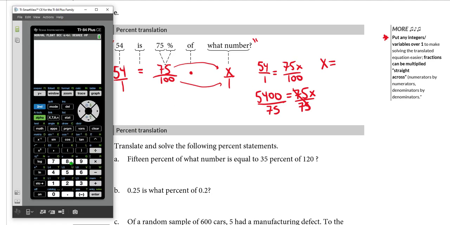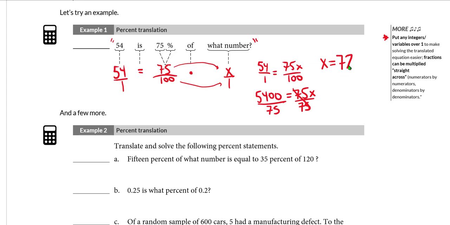There's my calculator. So I'm going to do 5400 divided by 75, hit enter, I get 72. X equals 72. So 54 is 75% of that unknown number, and that unknown was 72. That is one way that you can do many of the percent questions on this test.